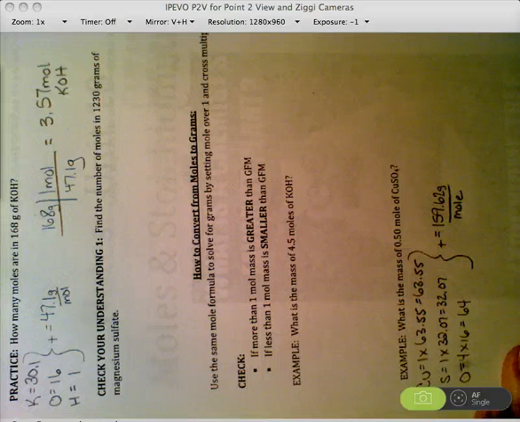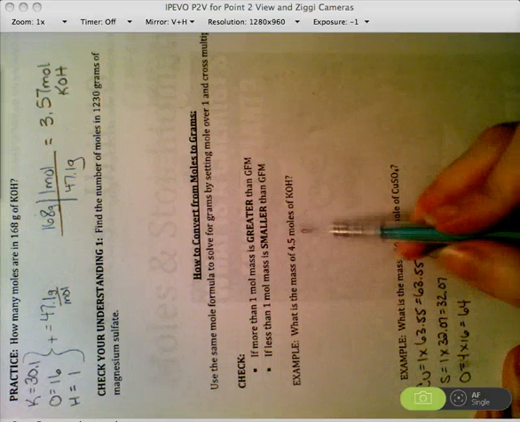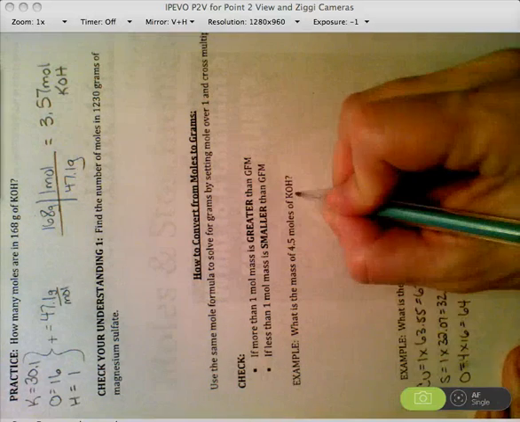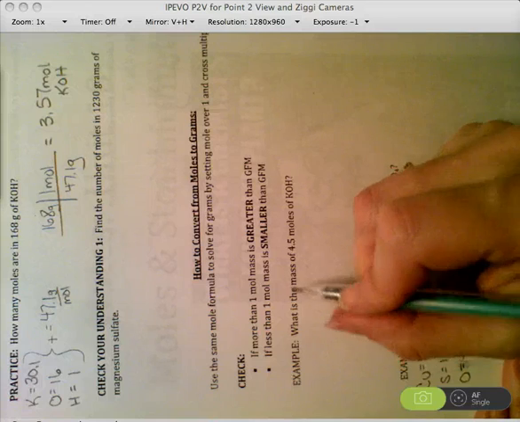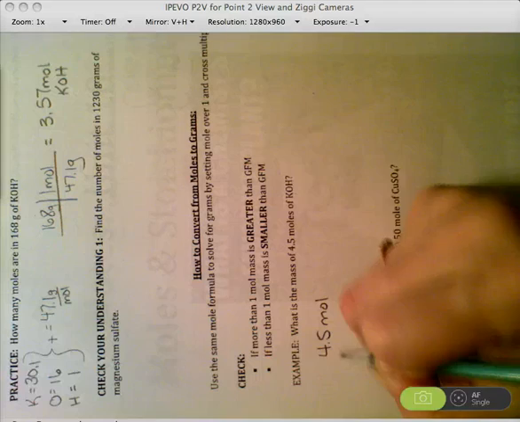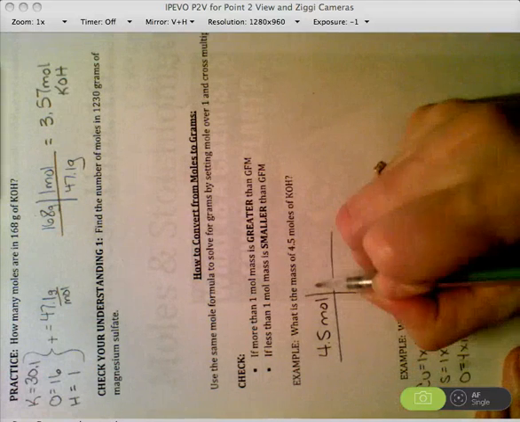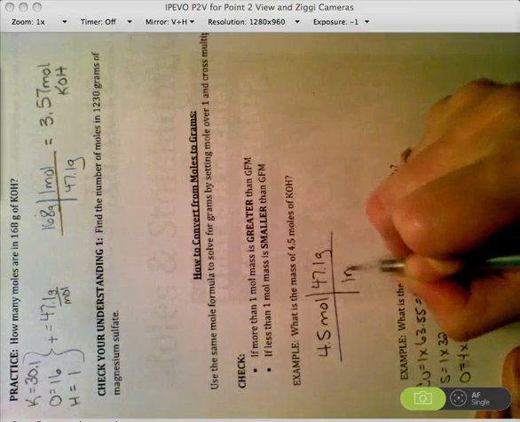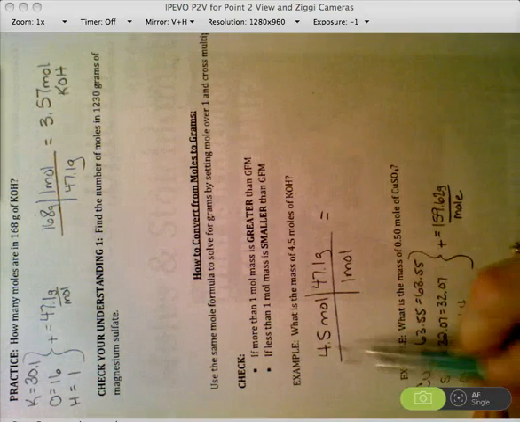Now, check your understanding. I will let you work on that one yourself. Here, with how many moles, what's the mass is the exact same thing, except for now we take the mass of potassium hydroxide from the equation above, and I know I have 4.5 moles. Now I will multiply by the mass of 47.1 grams for every 1 mole.